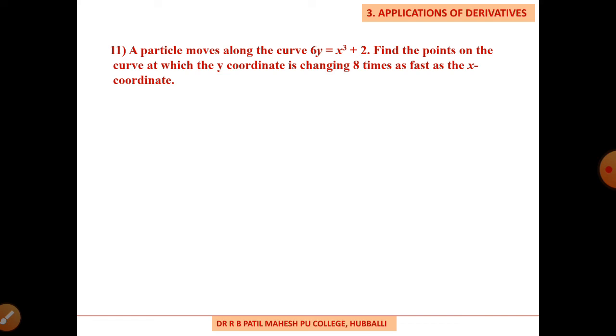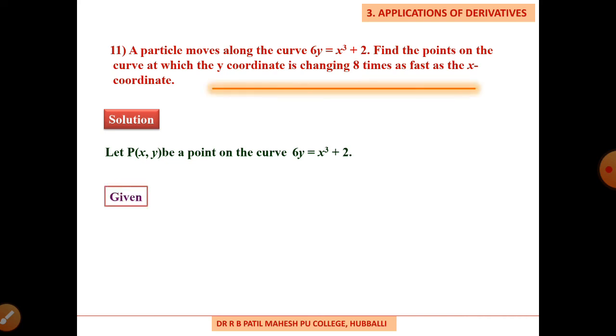So in this one, first let P of x comma y be a point on the curve, that is 6y equal to x cube plus 2. Now next you write down this given term. Here the change in y, that is dy by dt, is 8 times the change in the variable x. We will get 8 times dx by dt.